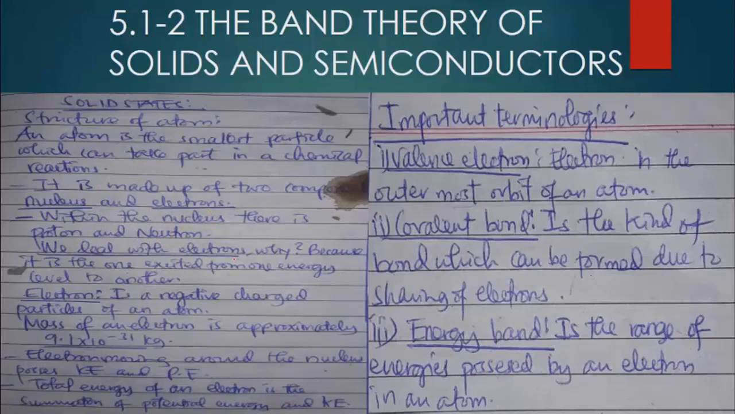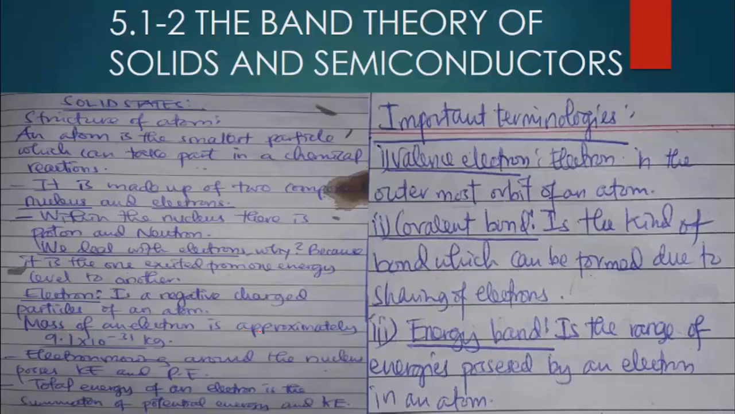This is because we deal with electrons because it is the one that is excited from one energy level to another. It is the one that takes part in the reactions. It's the one that represents the properties of a certain metal. It is the one that carries all the properties of a given material. Therefore, this electron is a negative charged particle of an atom. It usually lies outside the nucleus, surrounding the nucleus in terms of orbitals or orbits.